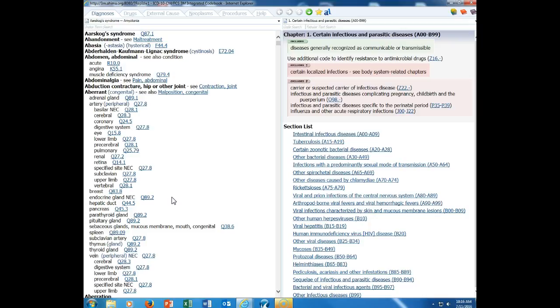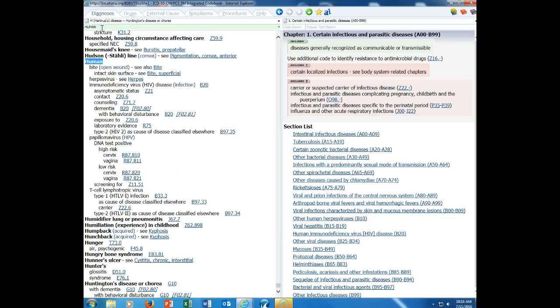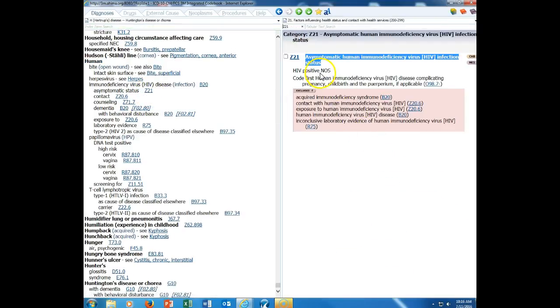There's another very important guideline that you need to understand. Once a patient is HIV positive, that code is Z21. And if we go to human and then immunodeficiency virus, HIV disease or infection, we will find asymptomatic status, and that's when they just have had a positive HIV lab test. That code is Z21, HIV positive NOS.